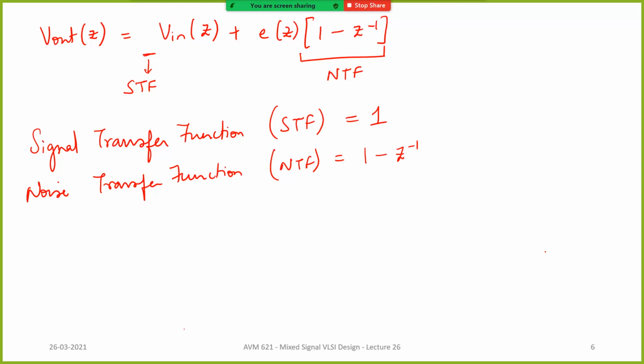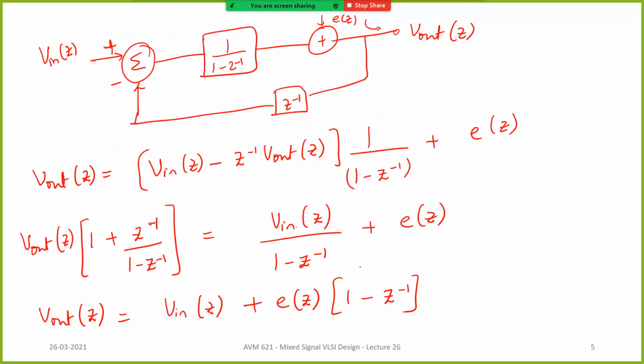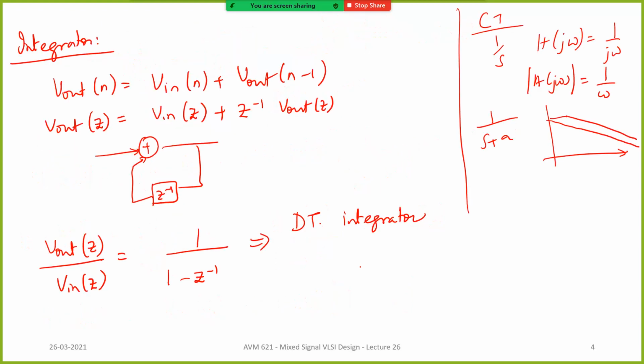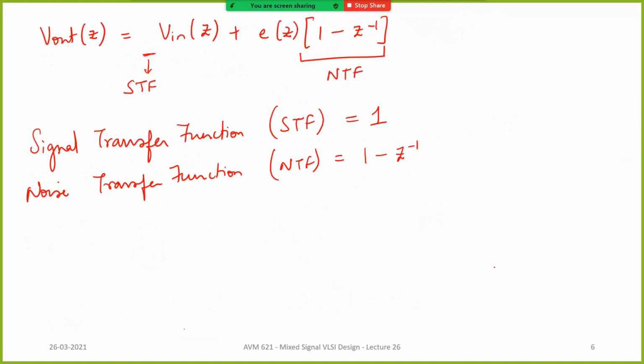Okay, very simply, for an integrator, we said it was a low pass transfer function, right? And its transfer function was 1 by 1 minus Z inverse. Here, what are you having? It is 1 minus Z inverse. What do you expect it to be? Correct. Your guess is right. It will be a high pass transfer function.